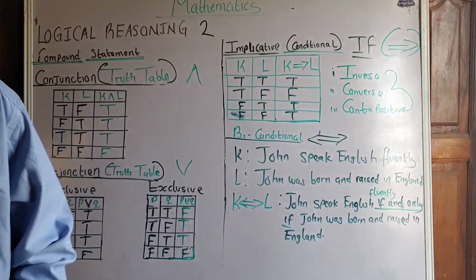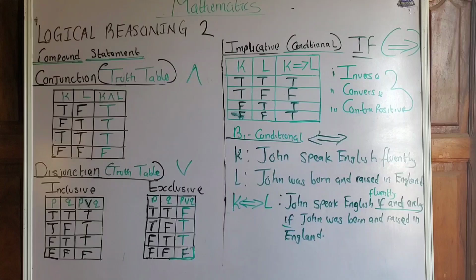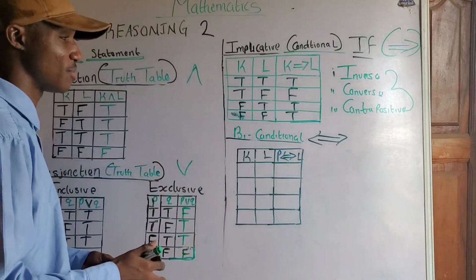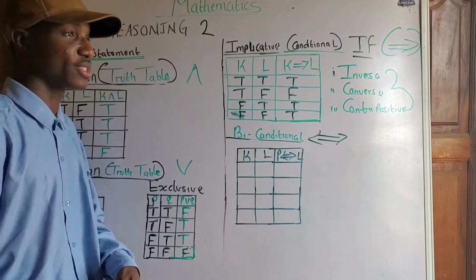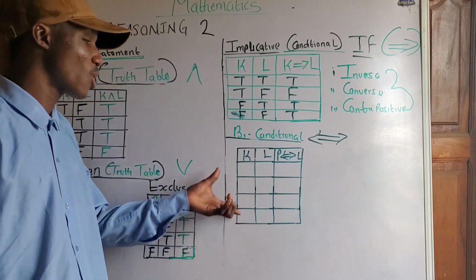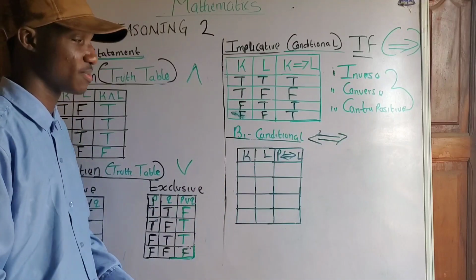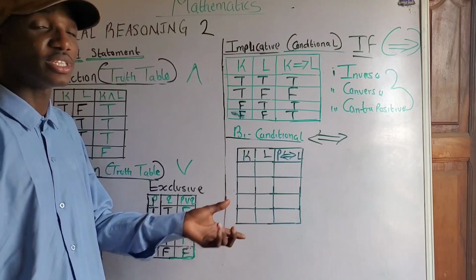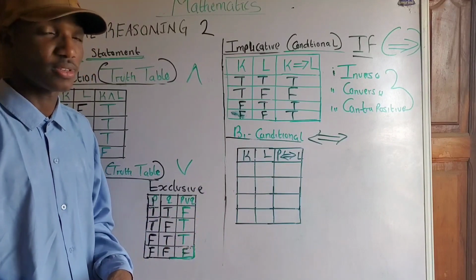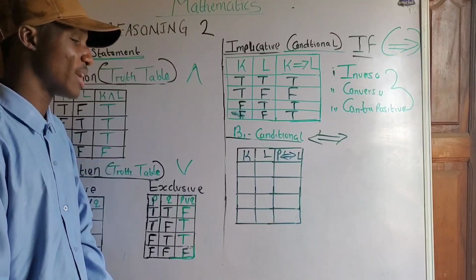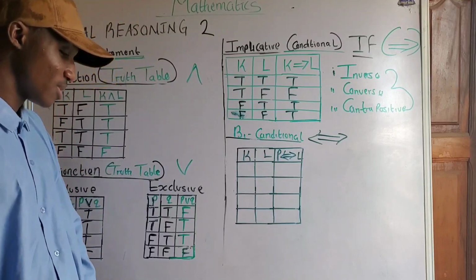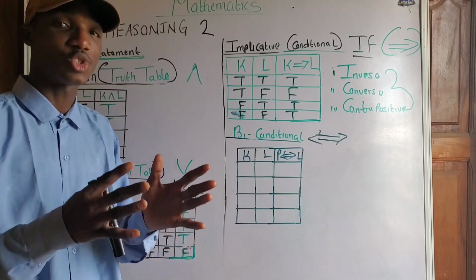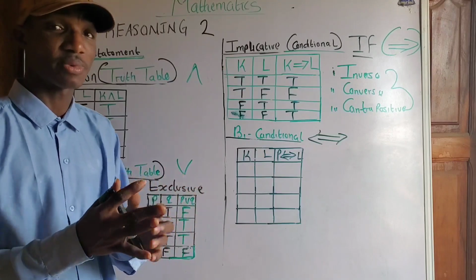Okay, so let us draw the truth table for a biconditional statement. I want you to pay attention. Let's consider this one that we have on the board. Let us complete the table for this. I'm going to use this table to explain what the truth table for a biconditional statement looks like.